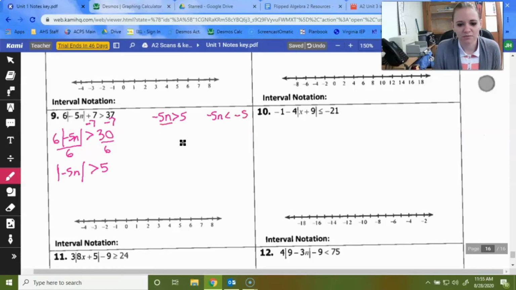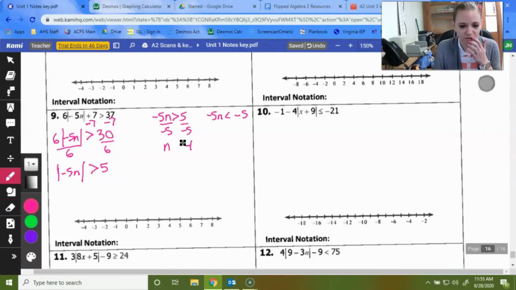So, isolate this, divide by negative 5. N is greater than negative 1. Alright. Oh, wait, we divided by a negative. So, since we divided by a negative, that should be n is less than negative 1. Alright, over here, divide by negative 5, divide by negative 5, and again we flip the sign, so n is greater than positive 1.